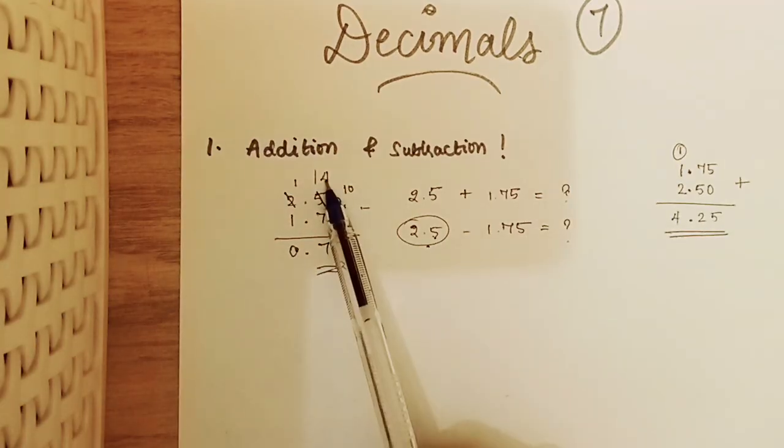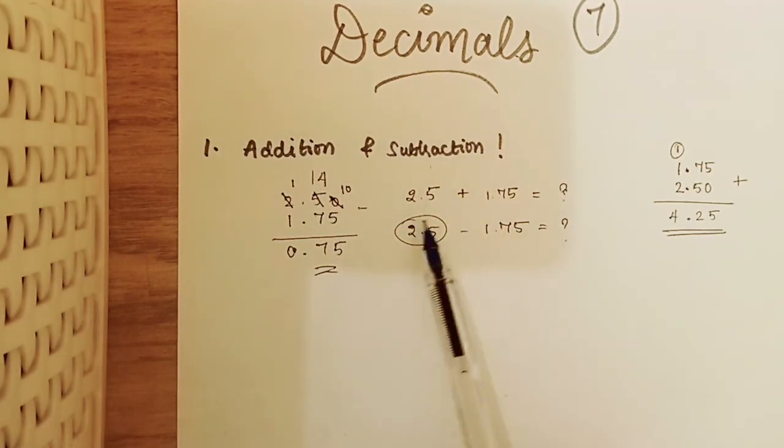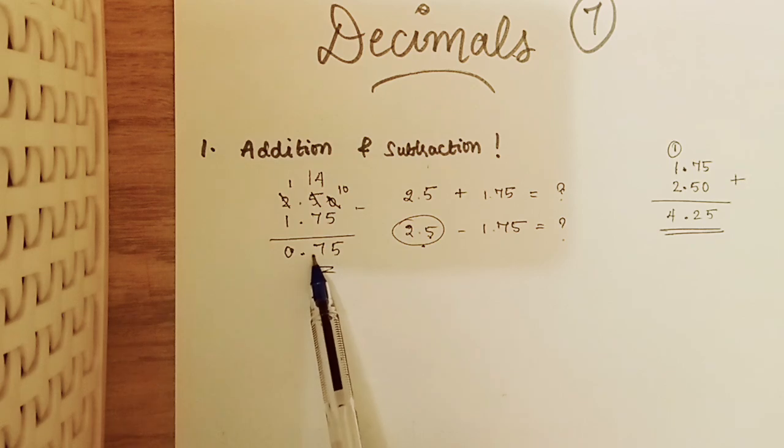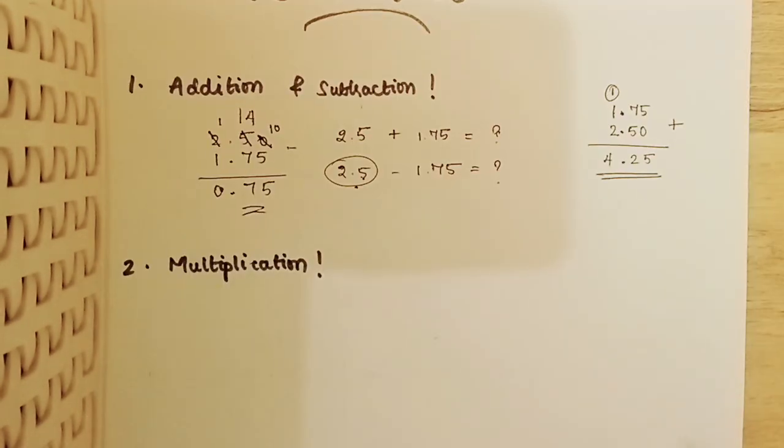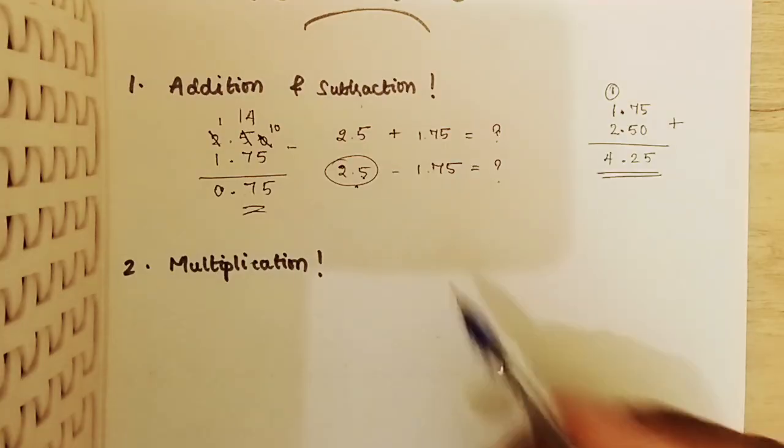This is how you do addition and subtraction of decimals. The first step is align the decimal points and then do the addition as well as subtraction. Now, one of the important parts in this chapter is multiplication. How do you do multiplication of decimals?